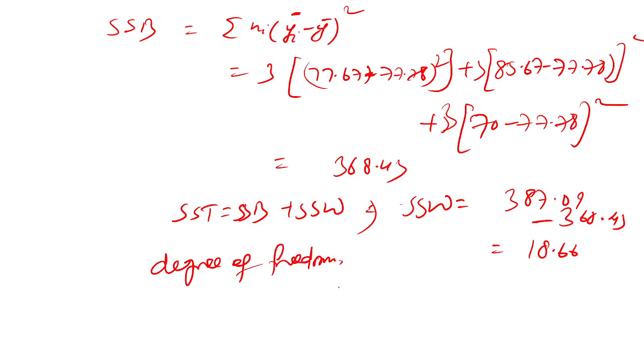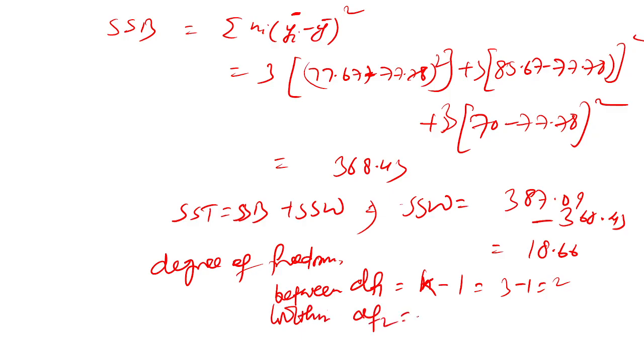Okay. So degrees of freedom will be something like, between, it's DF1, K minus 1. How many groups do we have? 3 minus 1 is equal to 2. Okay. Then within, DF2, it's N minus K. How much do we have? 9 minus 3 is equal to 6.